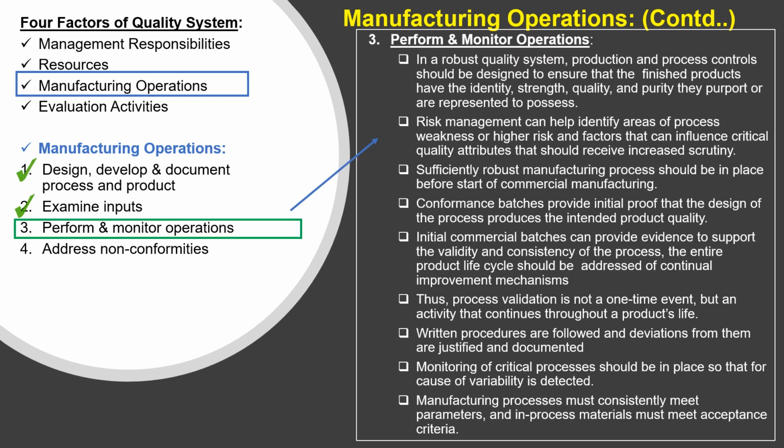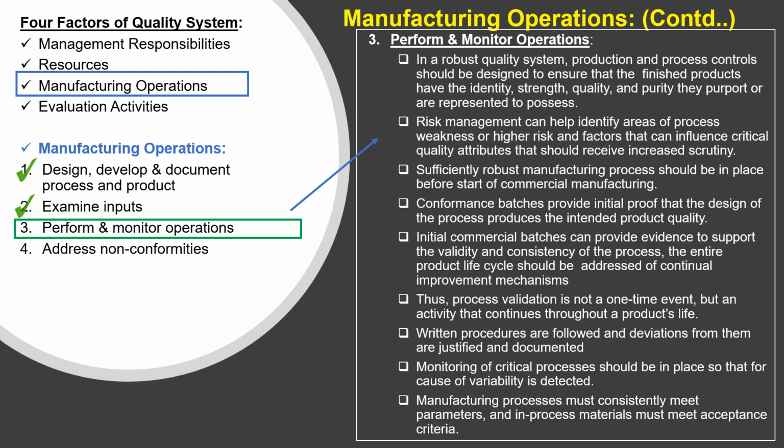The third point, that is perform and monitor operations. In a robust quality system, production and process control should be designed to ensure that the finished products have identity, strength, quality and purity. Risk management can help identify the areas where more scrutiny is required.